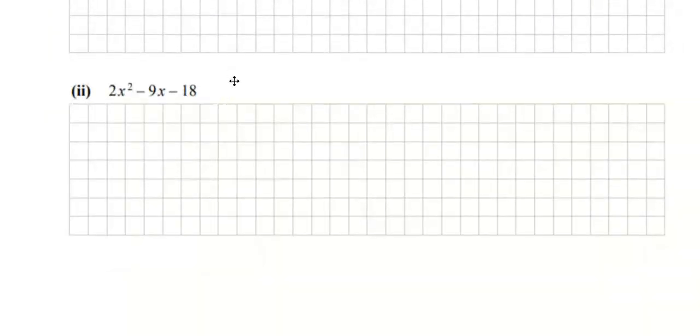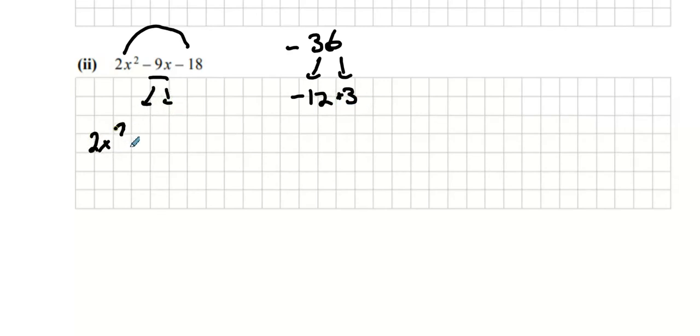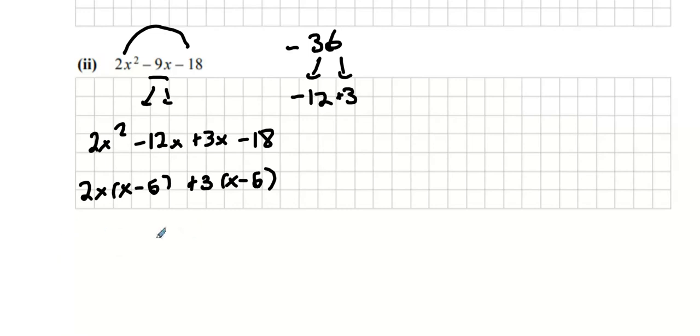It's the bottom part I'm after. Factorize this. So 2 times minus 18 is minus 36. Two numbers that multiply to give you minus 36, but add to give you minus 9. I'm going to go for minus 12 and plus 3. So I'm going to break the minus 9x into minus 12x plus 3x minus 18. Going to factorize out 2x, so it's 2x into x minus 6 plus 3 into x minus 6, and then what we get is 2x plus 3 and x minus 6, and you're done.